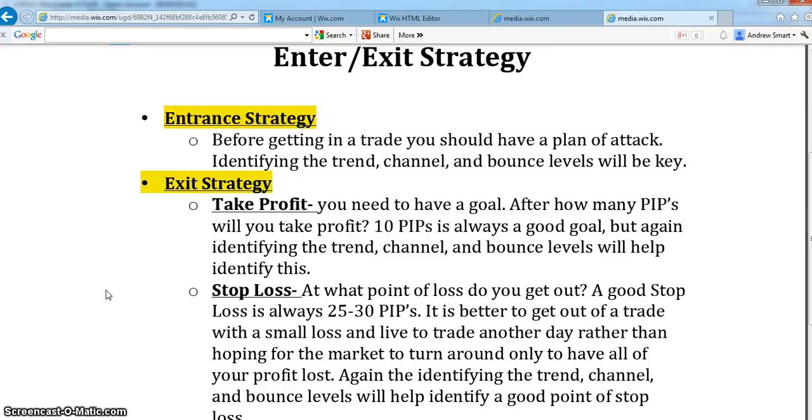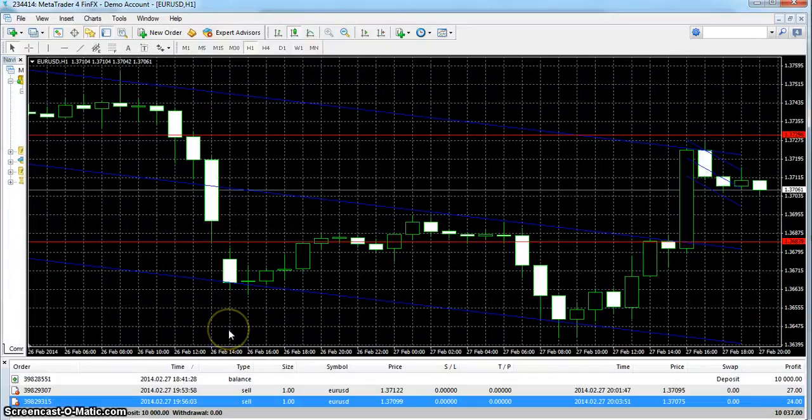Okay, it's always better to get out of a trade losing $200 to $300 rather than staying in it hoping that the market turns around, only to have lost all of your profit. Okay, there are different ways in which you can get out of a trade in MT4. I'll show you here.